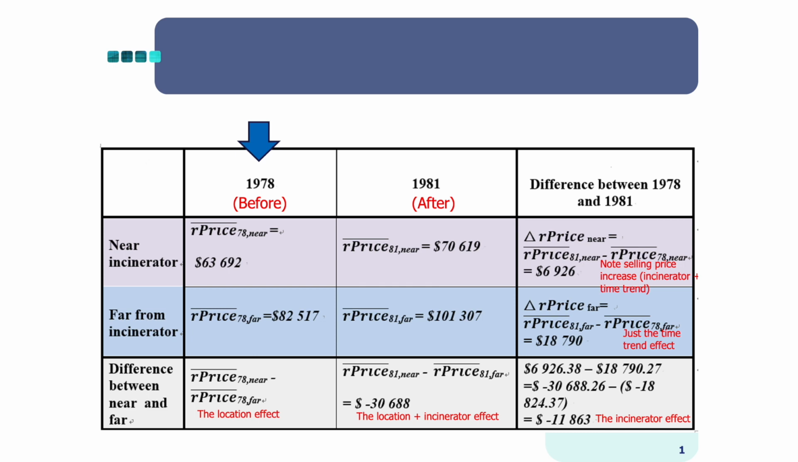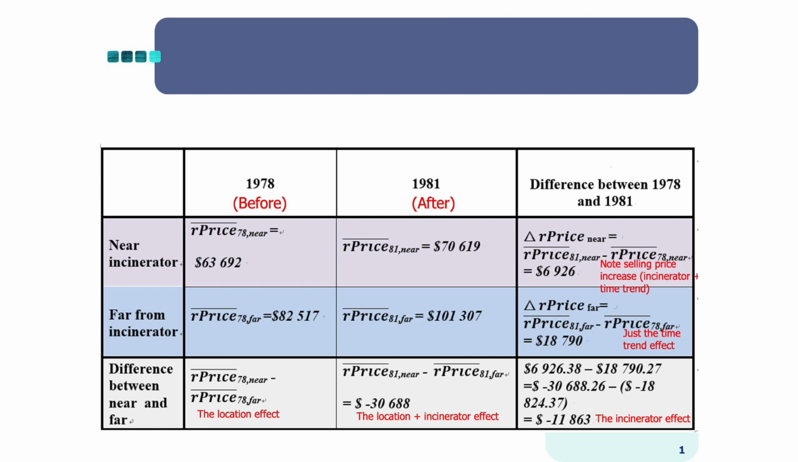It is unlikely the government will want to build an incinerator in the busy city center, where the average price for houses is high. Instead, the government probably would prefer to build the incinerator in a rural area. The average housing price is likely to be lower in rural areas, even without the incinerator. In 1981, the incinerator was already built, and the difference in the average housing price for the two locations was caused by a combination of the location effect and the incinerator effect.